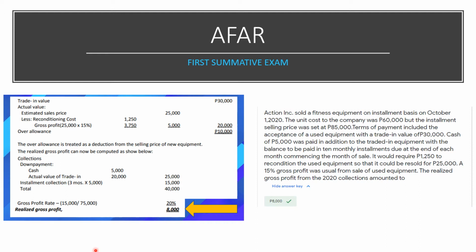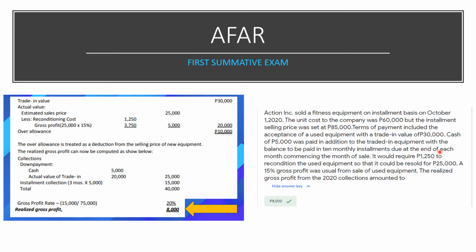Okay, so our next problem is auction. Only one got this problem correctly. Okay, so our first step in solving this is to compute for any over or under allowance, so that we can adjust the selling price, and that is very important because the adjusted selling price will now be the basis for our computation of our gross profit rate. Our over allowance can be determined by comparing simply the trade-in value versus the actual value.